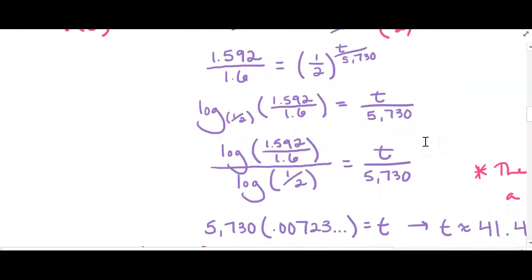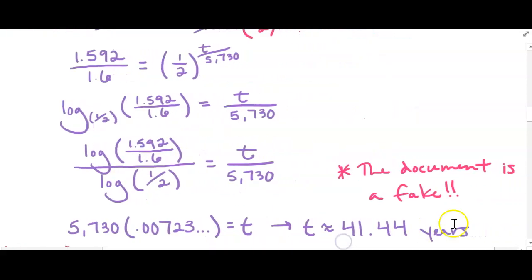As you scroll down, something you'll notice is that the base of my log is not 10. In this case, it's 1/2. So in order to be able to put this into my calculator, I needed to use the change of base formula, writing the log of my argument divided by the log of my base. And so I have done that here. Plug those things in, multiply both sides by 5,730 to get a t of 41.44 years.